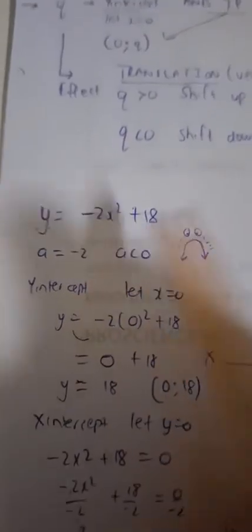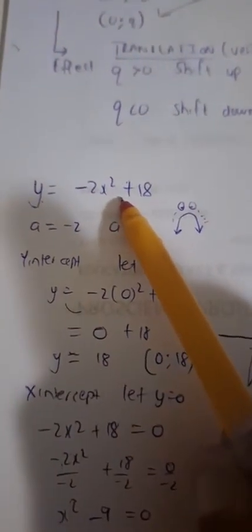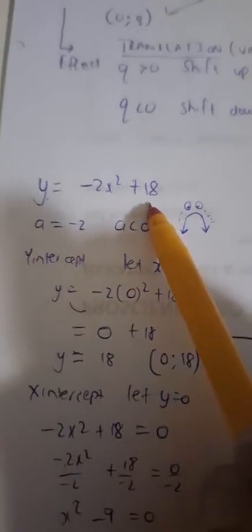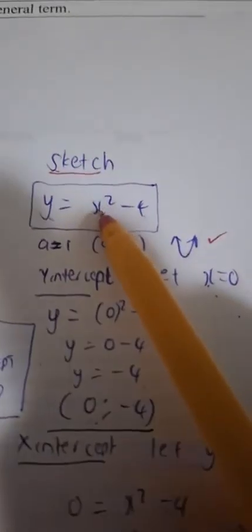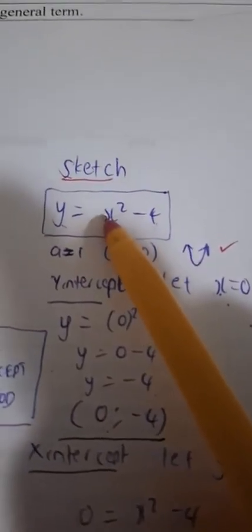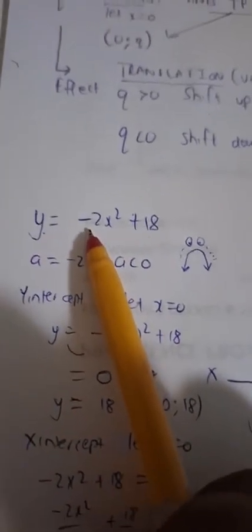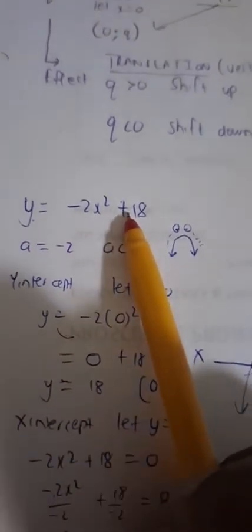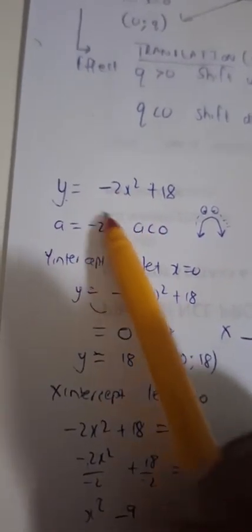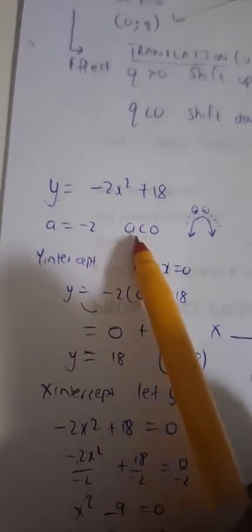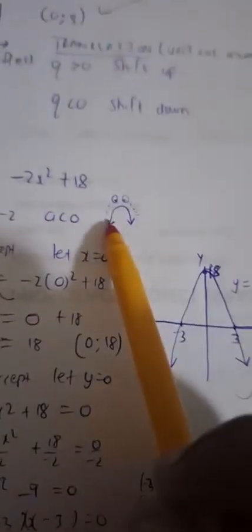So y is equal to -2x² plus 18. Let's look at this one, guys. What's different about this graph is that, unlike the previous function, the coefficient of x² is not positive, but actually negative. So we have y is equal to -2x² plus 18. The coefficient of x², a, is -2, which means a is less than 0. So what are we expecting from the graph?